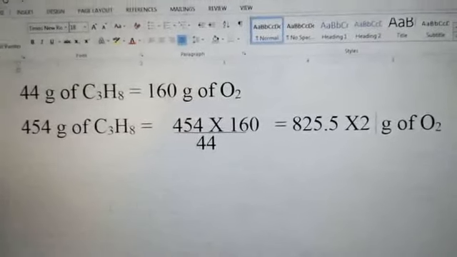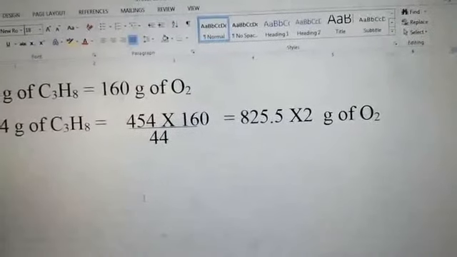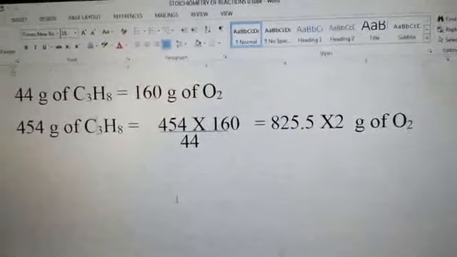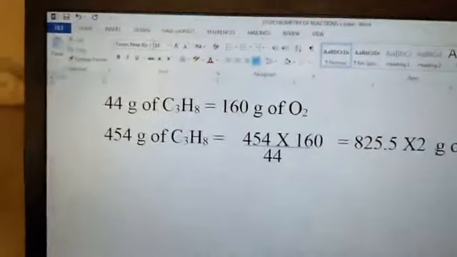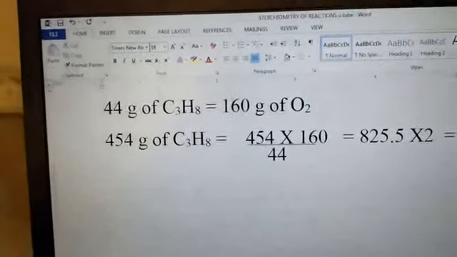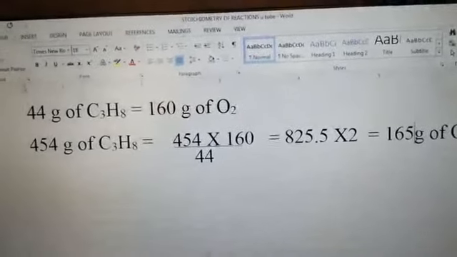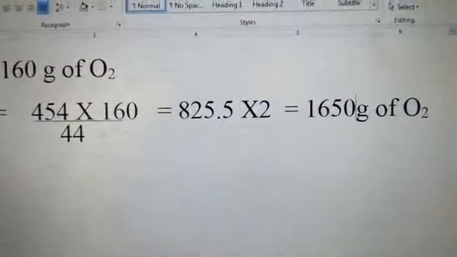We're going to have 0, 5, 6, that's 1650. That should be around that. So we're going to have 16650 grams of oxygen. So look at it. Let's be sure of the answer.